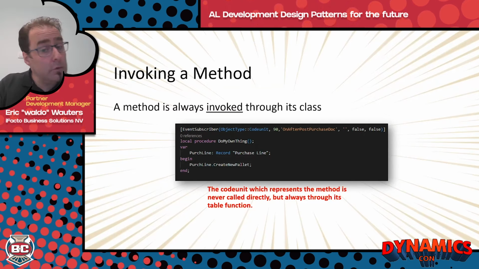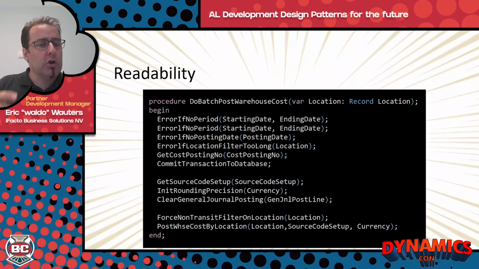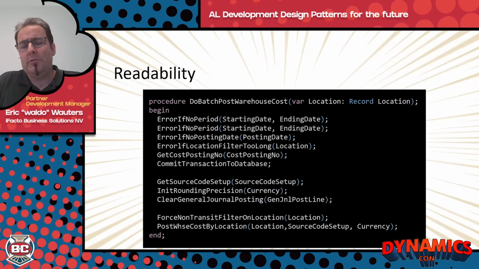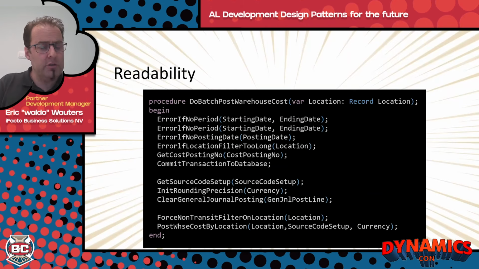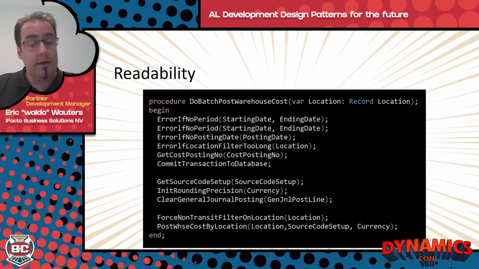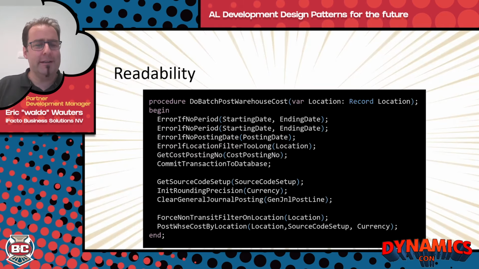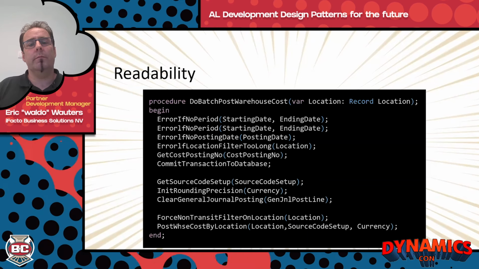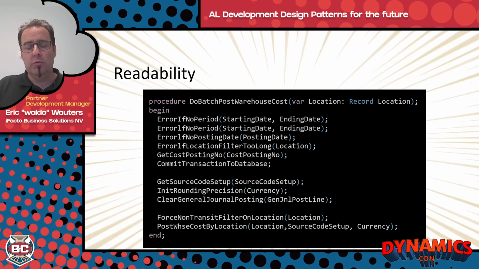Readability, very simply said, everything should be readable like a flowchart. So this one global function, this main function, what we always try to achieve is that a functional consultant is able to read it like this, right? So error if no period, I've got that twice apparently, so that shouldn't be done. Error if no posting date, error if no location, and so on and so on. And then I'm going to post and so on and commit. So this is very readable by anyone. You don't have to be a developer to be able to read this flowchart. That makes code readable.